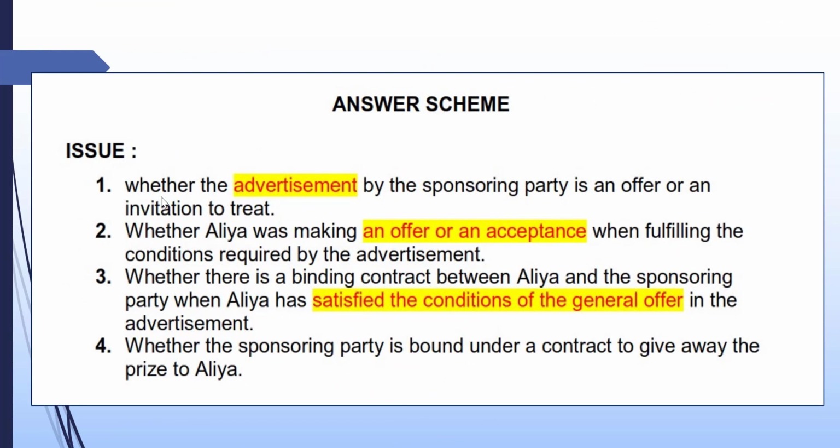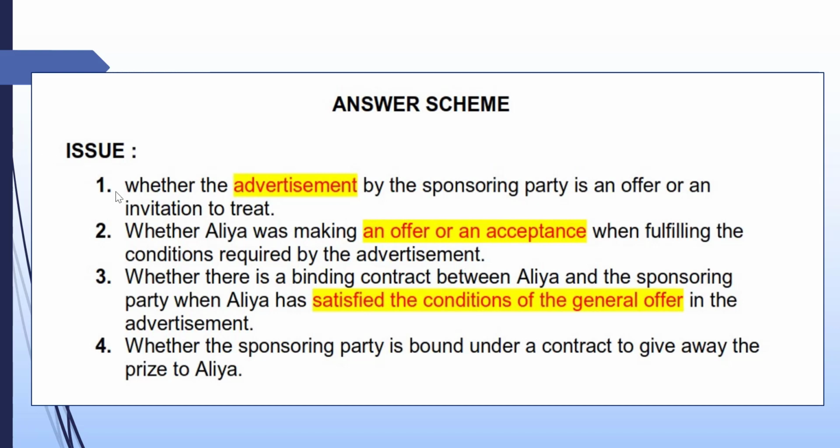First issue is whether the advertisement by the sponsoring party is an offer or an invitation to trade. So for this issue, you emphasize on the word advertisement. For the advertisement, we have learned this under the topic of offer, which is distinguished from invitation to trade. We have to determine whether that advertisement is an offer or ITT.